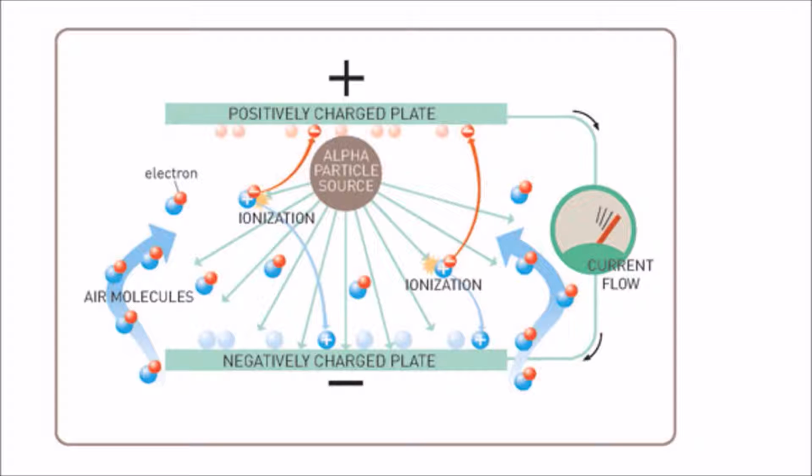If they block the alpha particles, there's no ionization because they're not colliding with the air particles, the air molecules. No electrons formed, no ions formed, and therefore the current stops. And if the current stops, the alarm goes off.